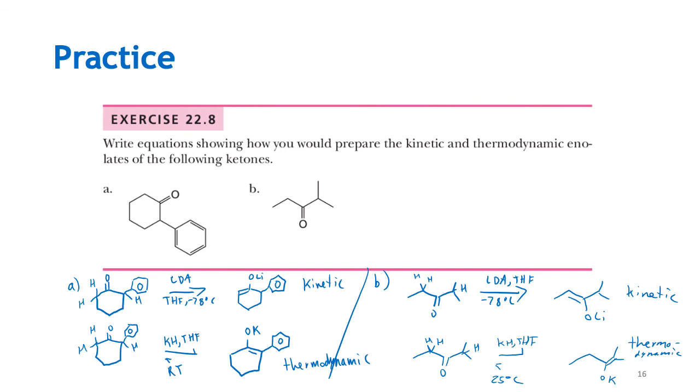So, class, that's how you make enolates. That's how you judge between unsymmetrical enolates, the kinetic and thermodynamic products, and the bases you might see with each one. I hope this lecture made sense.